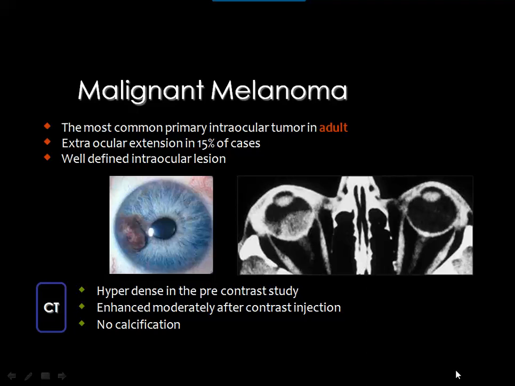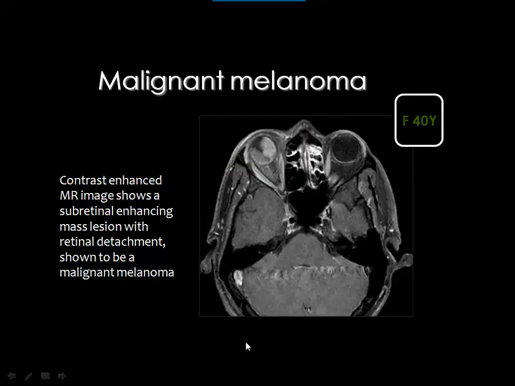Then if you see an intraocular mass in an adult patient, you think of the possibility of malignant melanoma. Malignant melanoma is an intraocular mass that may also extend outside the globe in about 15% of the cases. Whenever you see a mass inside the globe in an adult, you think of a malignant melanoma. This mass may be hyperdense in the pre-contrast study on CT and shows moderate enhancement. It does not contain calcium.